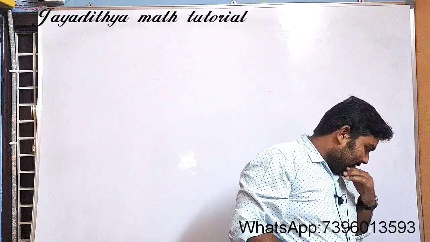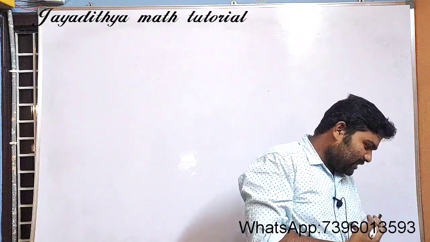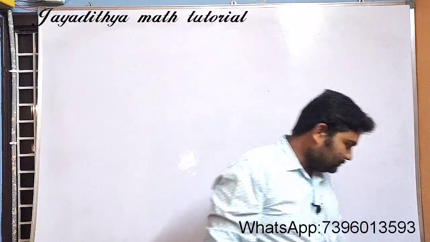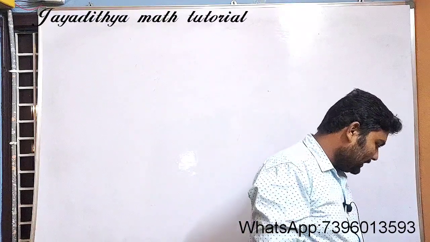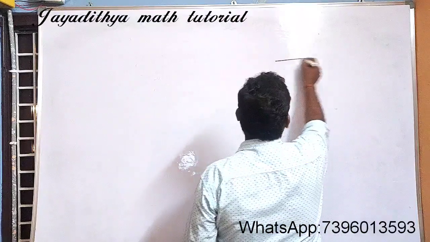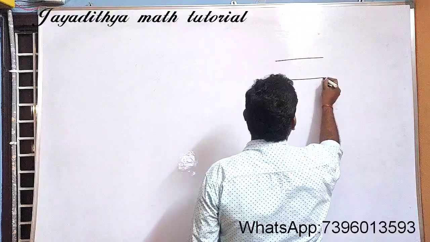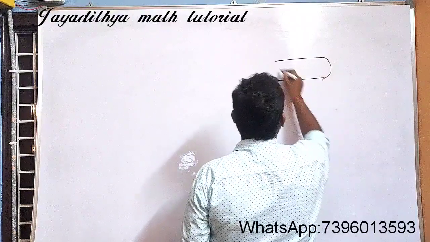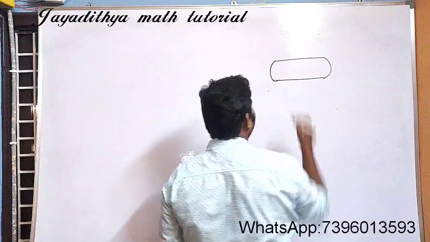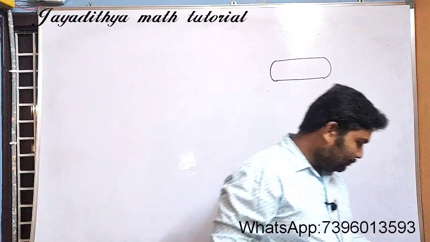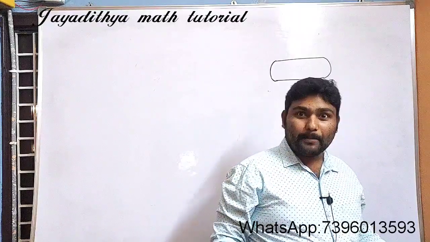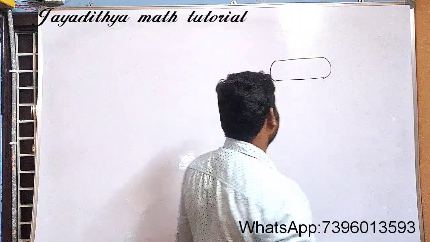Okay. The next question is about a medicine capsule, but there is some logic here. Let us see how to find this one. A medicine capsule is in the form of a cylinder with hemispherical ends on both the sides. The length of the capsule is 14 mm and the width is 5 mm.